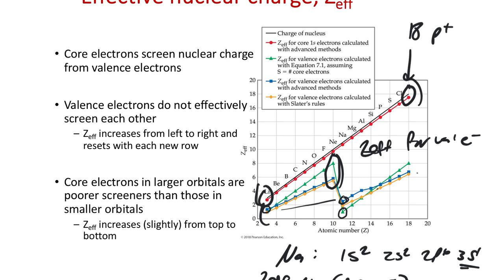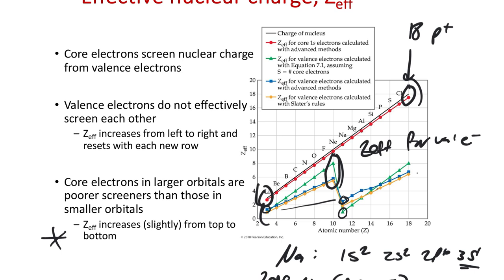And it's that resetting of the effective charge that resets our periodic trends. The difference between having a low versus a high effective charge has a big difference on properties of our atoms. And then the core electrons in larger orbitals are poorer screeners. So when we get to a 2s, a 3s, a 4s, they have some probability of being relatively close to the nucleus. They're absorbing a little bit of the positive charge. And so we get a slight increase from top to bottom. This is almost inconsequential and doesn't have too many impacts, but as you go from top to bottom, you do get a small increase in the effective charge.